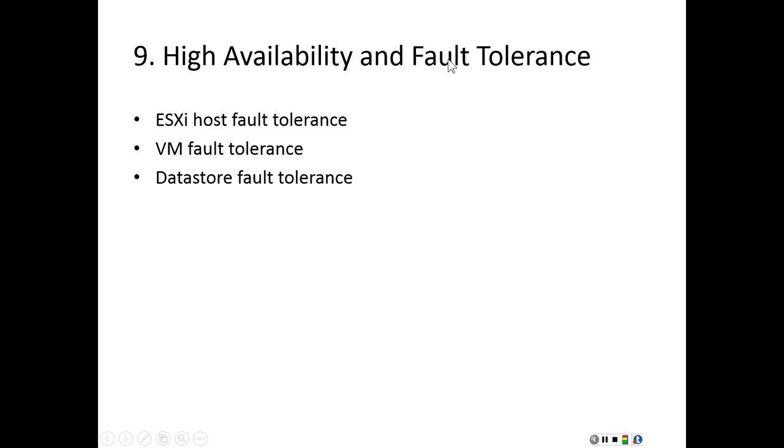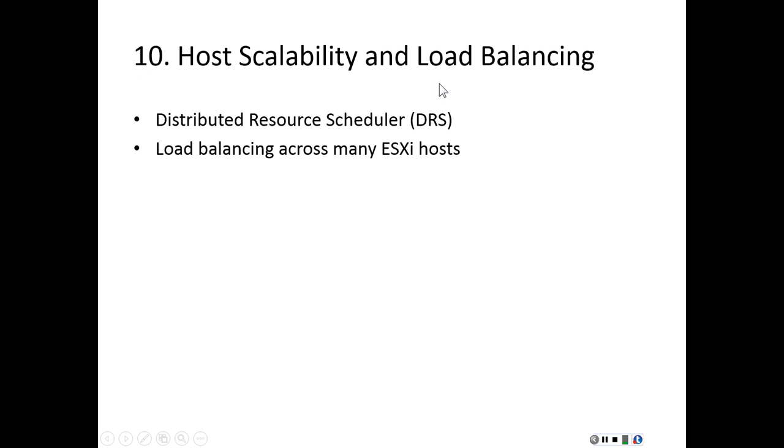Chapter 9, High Availability and Fault Tolerance. Well, most of you know what hard disk mirroring is, and that's a type of fault tolerance. Another type of fault tolerance, which we will be looking at in this course, is ESXi host computer fault tolerance. We will look at virtual machine fault tolerance, and we will look at data store fault tolerance. In Chapter 10, Hosts Scalability and Load Balancing, is where we use an advanced feature of vSphere, DRS, the Distributed Resource Scheduler. DRS allows us to perform load balancing across many ESXi hosts.